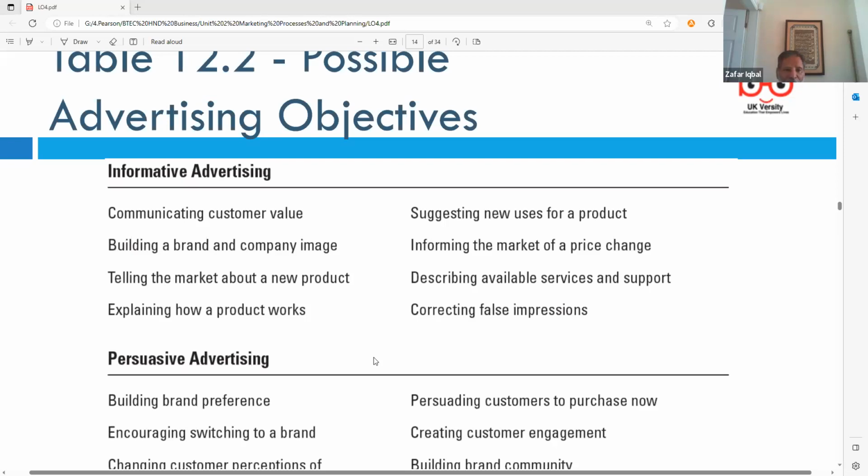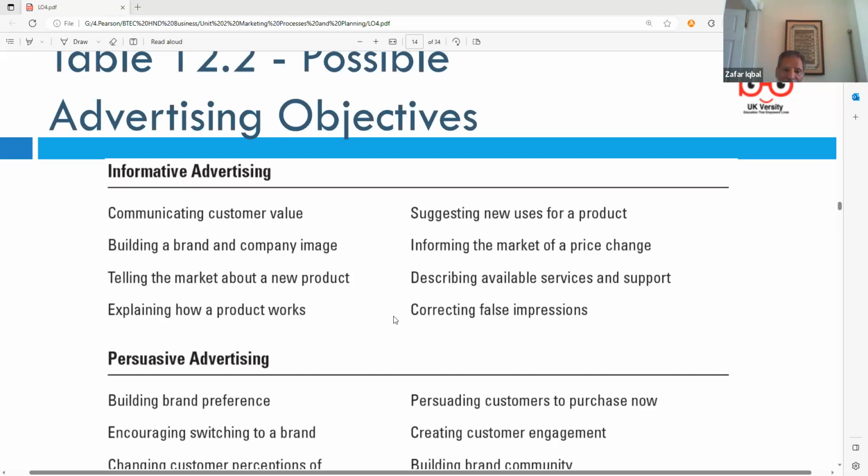Okay, so the informative objective tells about the product: what's the feature, what does it do, is it a new product, is it an existing one, does it create an impression, what is the product able to do? The features of the product. So this is the objective when we're talking about informative advertising.